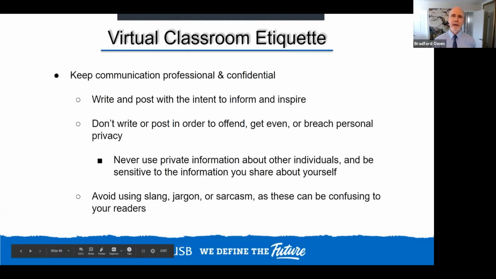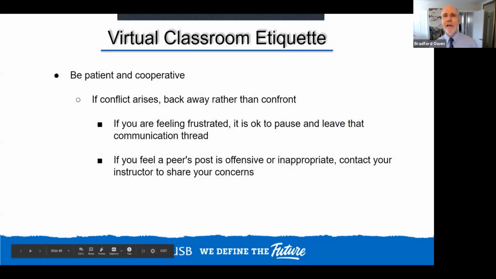And of course, if there is content which you perceive as offensive or inappropriate, contact your instructor immediately rather than replying that way to the poster. Let the instructor know about this. It's the instructor's job to deal with offensive posts and speech in the course.